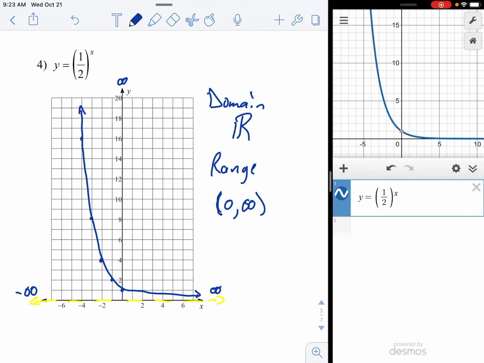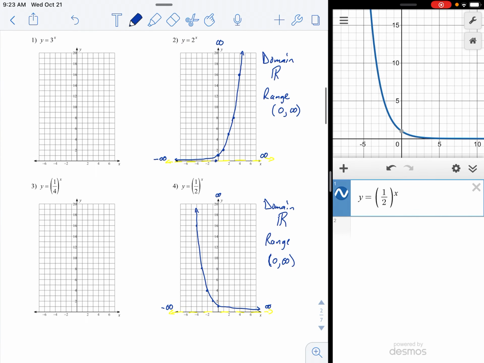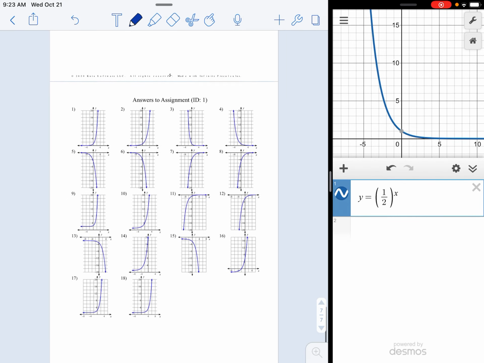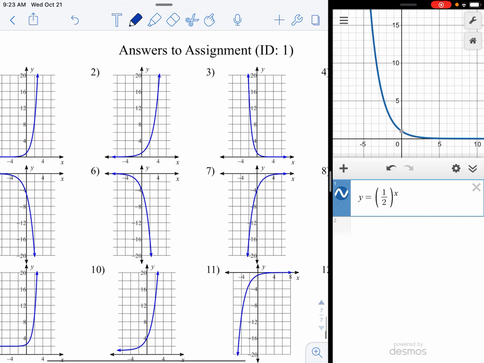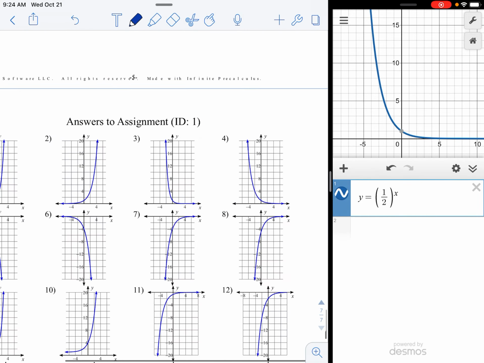So that's the range. And gee, I haven't checked these answers yet, have I? So again, the domain and range, it's not actually part of the assignment. I'll be writing that in later. But there's my graph for number 2. There's my graph for number 4.